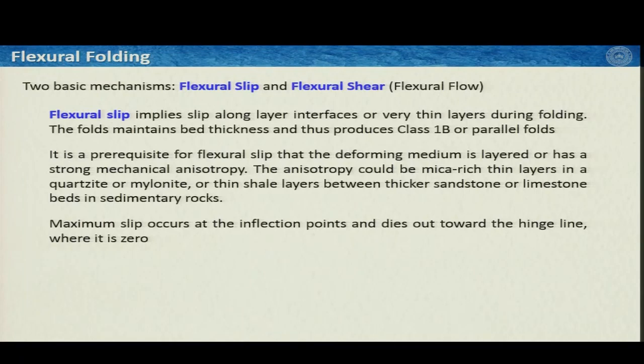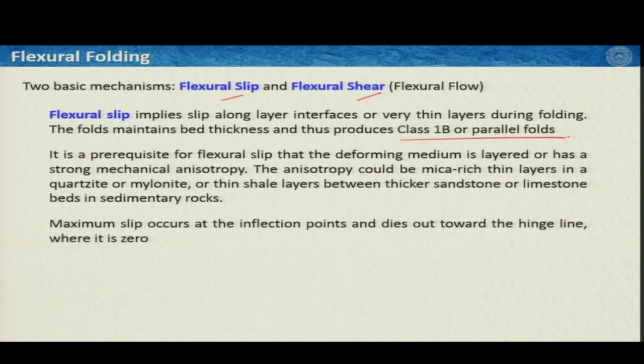Now, let us have a look at what is the physical meaning of flexural folding, which is one of the important mechanisms of folding. Within the domain of flexural folding, we have two basic mechanisms. One is flexural slip and another is flexural shear or flexural flow. Flexural slip implies a slip along layer interfaces, or you have very thin layers between the two layers during folding. The fold maintains the bed thickness and thus produces also class 1B or parallel folds. We will see this in some illustrations soon.